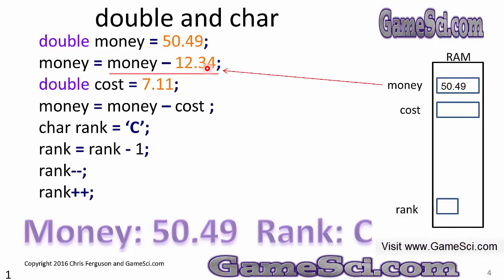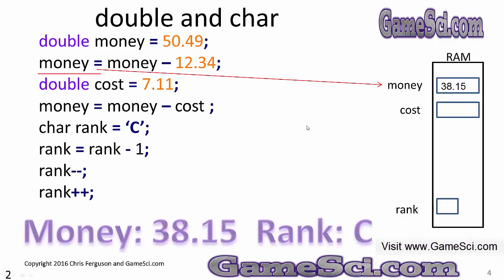You'll see that I pull the value 50.49 from the variable money, and I'll subtract from 50.49 the 12.34. Notice the direction of the arrow. I pull the current value of money out of the variable, I do my subtraction, and then, bingo, bango, bongo, I update the value of money with the new amount. 50.49 minus 12.34 is the value 38.15. And you can see the assignment operator, this equal sign, will take that value 38.15 and store it in the variable money.